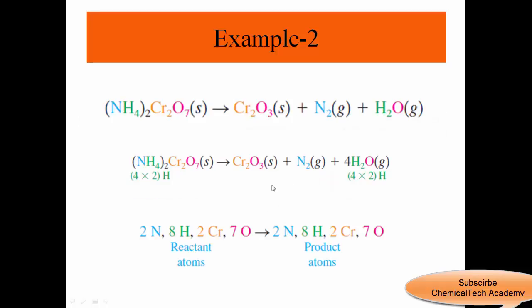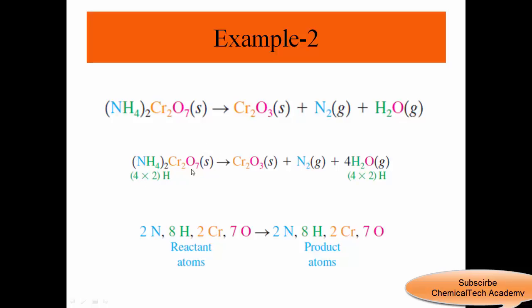Next one, we have this chemical equation. So as we see here, we have chromium. We have 2 here and 2 here, so this one is balanced. We can see nitrogen is 2 here, and we have 2 on the right hand side, so this one is balanced as well. And how about hydrogen? Here we have 8, 4 times 2, 8. On the right hand side we have 2, so if we place 4 here, we can make it 8 and 8. So now the remaining one is oxygen.